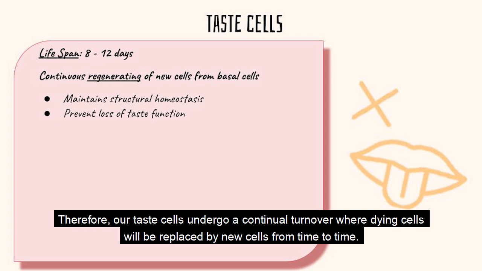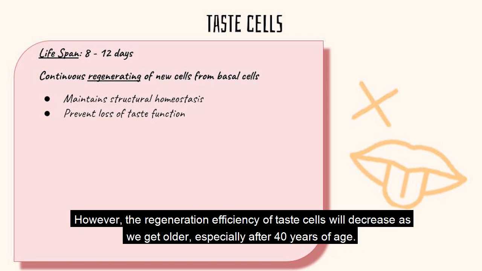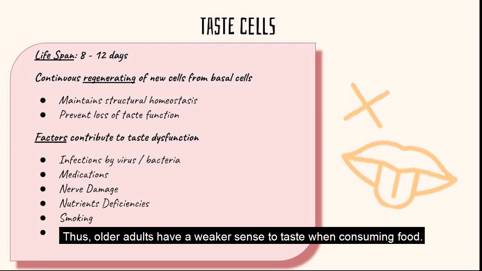Therefore, our taste cells undergo a continual turnover where dying cells will be replaced by new cells from time to time. The constant turnover is essential to us as this event helps maintain our taste function and the structural homeostasis on the tongue. However, the regeneration efficiency of taste cells will decrease as we get older, especially after 40 years of age. Thus, older adults have a weaker sense to taste when consuming food.